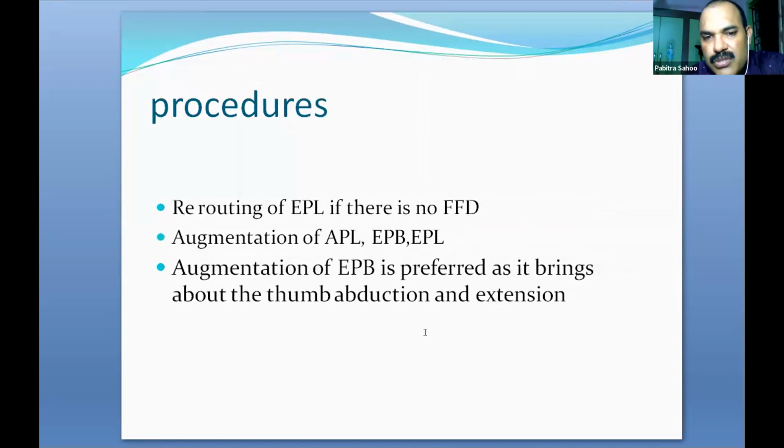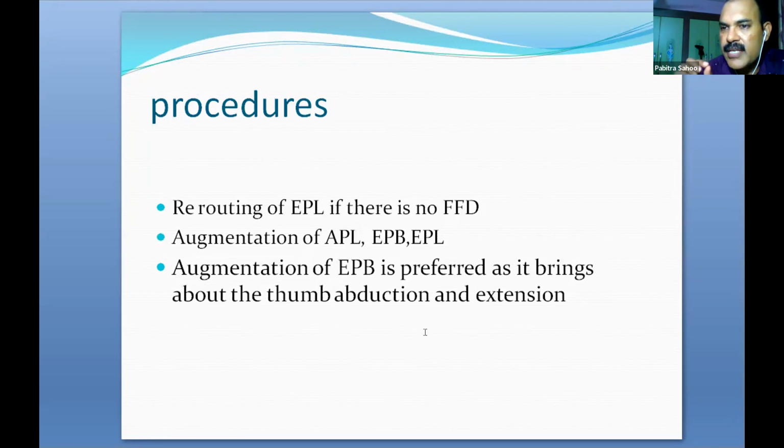So what are the procedures? As I said, abduction and extension is important. So the simplest procedure is rerouting the extensor pollicis longus if there is no fixed flexion deformity. Or augmentation of the abductor pollicis longus, extensor pollicis brevis, or extensor pollicis longus. Augmentation of extensor pollicis brevis is always preferred as it brings the thumb in abduction and extension.